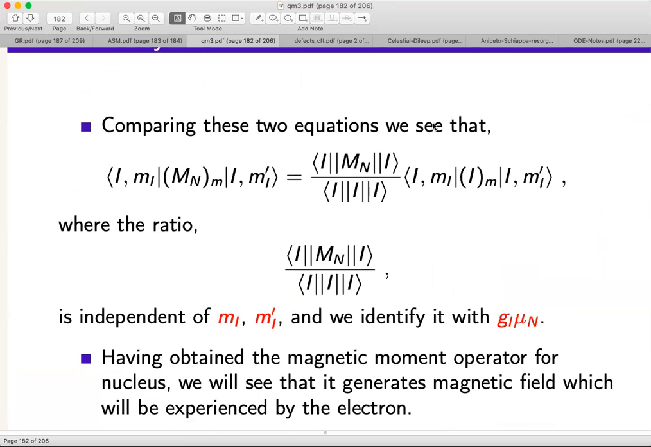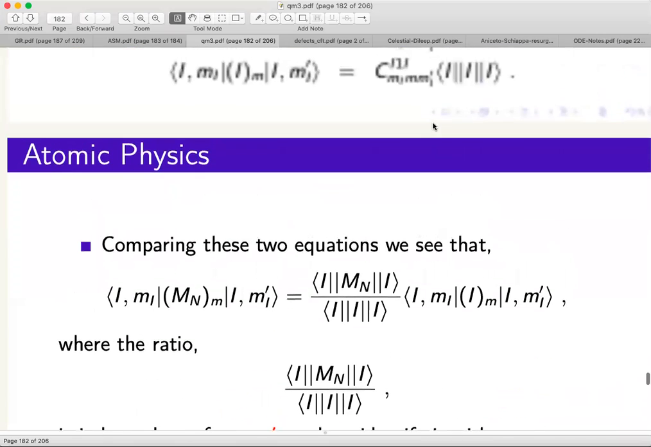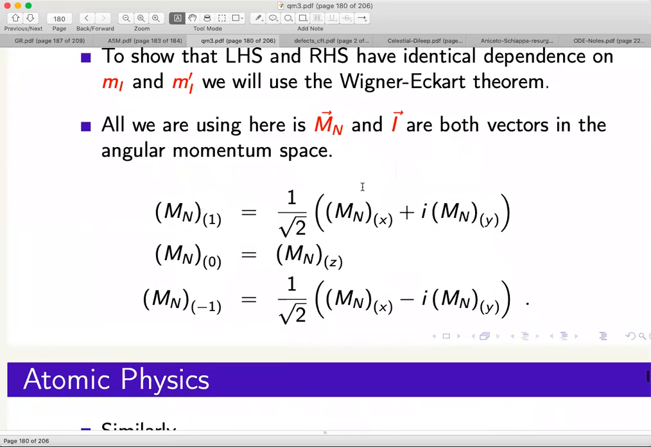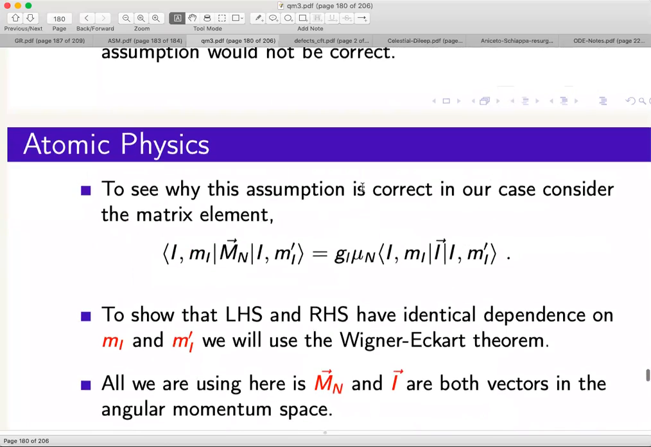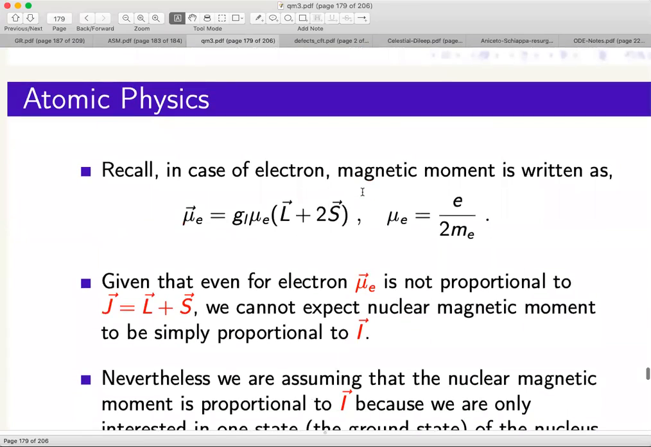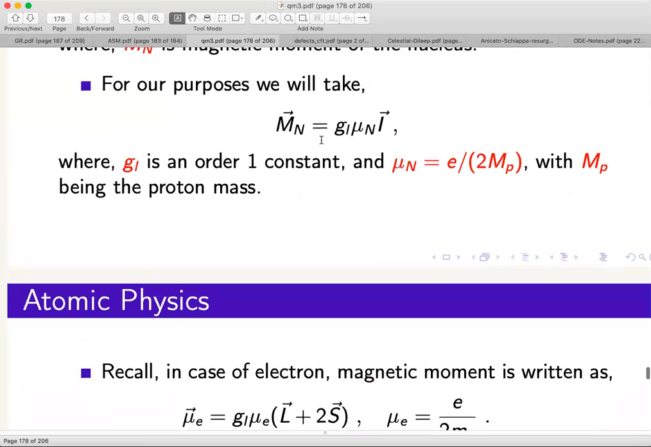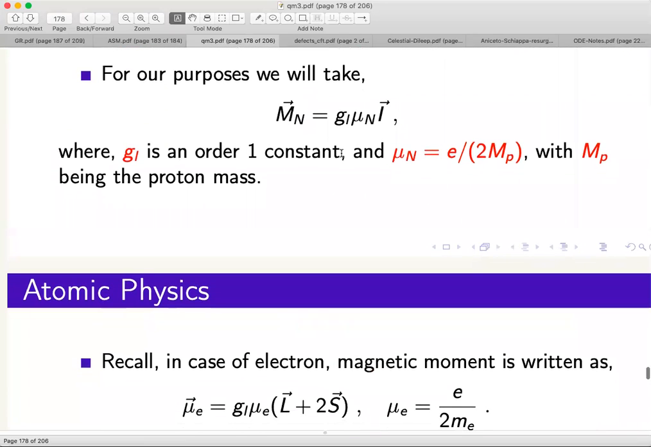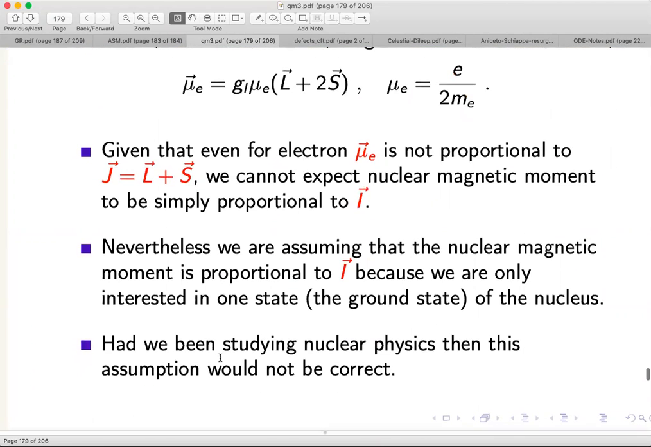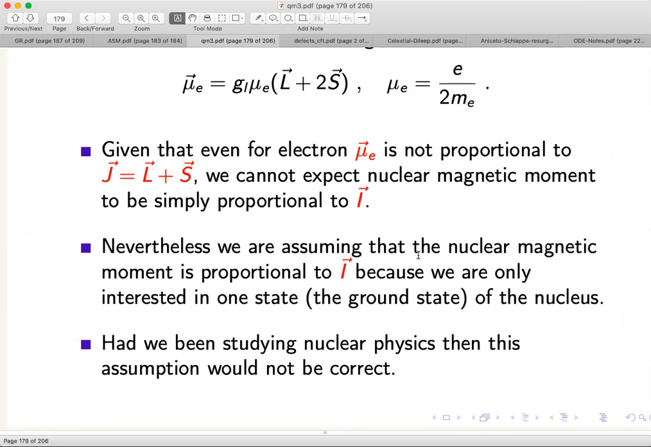Mn was defined as GI mu n I, right? No, no, no. I wrote that first, and then I showed you that through this. So this expression can be derived by actually showing that. Let me go back to this step. The dependence of the nuclear magnetic moment on I is not so easy actually. It's a complicated expression.